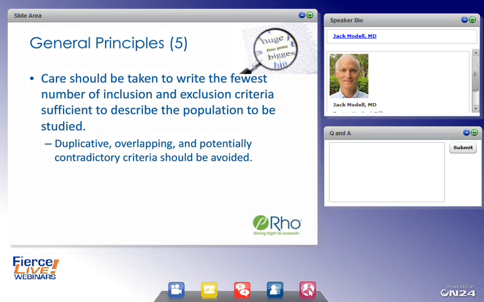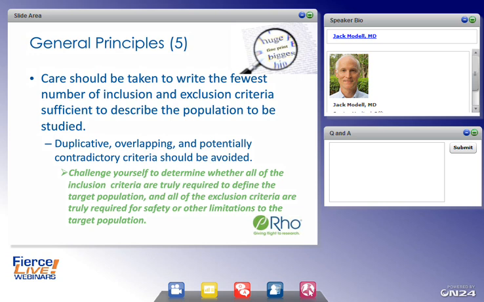Going along with this, care should always be taken to write the fewest number of inclusion and exclusion criteria sufficient to describe the population being studied. As I think you've seen in a lot of cases, in life in general, but certainly in science and protocols, less is often better. The more you have, the more there is to conflict internally, and the more there is for people to stumble over. And as you know, if it's there, somebody's going to stumble over it. So be sure you look through and make sure that you don't have duplicate, overlapping, and potentially contradictory criteria.